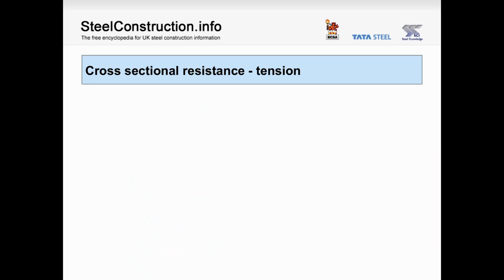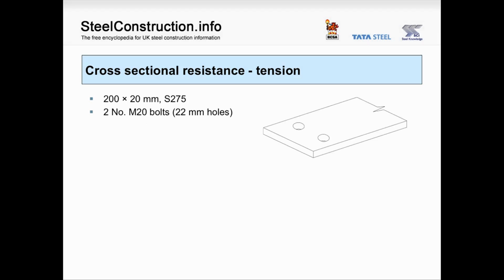When we consider the cross-sectional resistance of elements in tension, there are two checks that we need to do. First of all, we need to calculate the resistance of the gross cross-section, and for that we would use the yield strength and gamma m0. And secondly, we need to calculate the resistance of the net cross-section using the ultimate strength and gamma m2. A typical example then might be a flat bar in tension. And in this particular flat bar, we have two holes for an M20 bolt. So the holes are 22 millimeters in diameter.